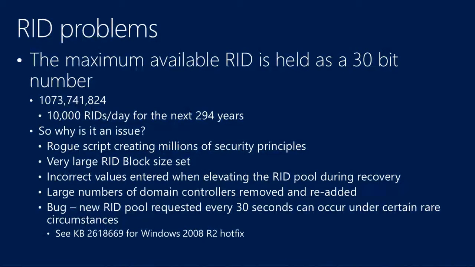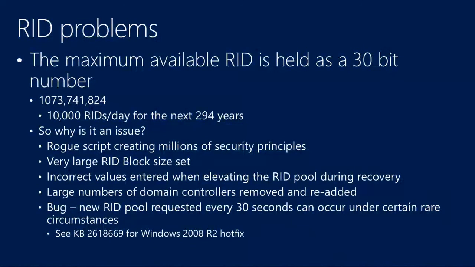It's only going to affect a few customers, but it's held in a 30-bit number. Why couldn't it be a 32-bit number? Well, Microsoft have released the next bit, so it can now be a 31-bit number. And if you're doing an AD recovery, you can elevate the RID pool. If you make a mistake and make a very, very large RID pool elevation, then you can cause yourself problems. So being able to lift the ceiling on the number of RIDs generated is very good.